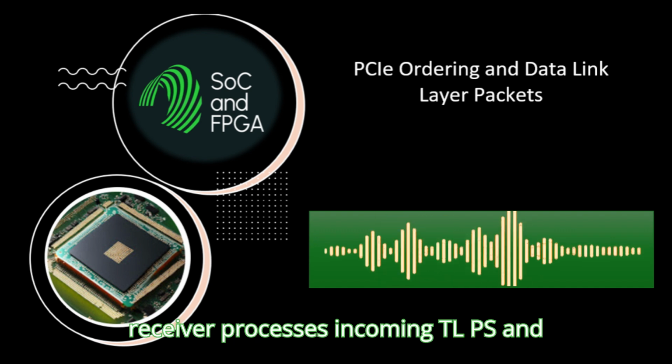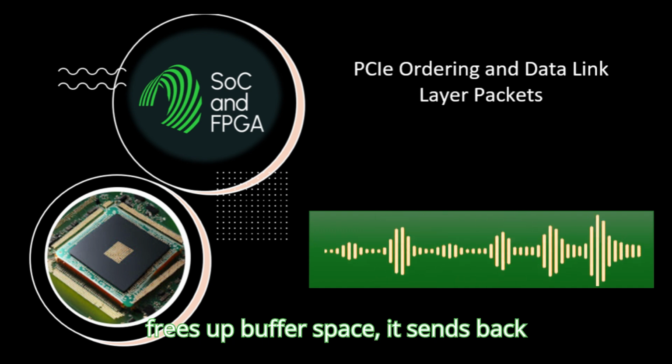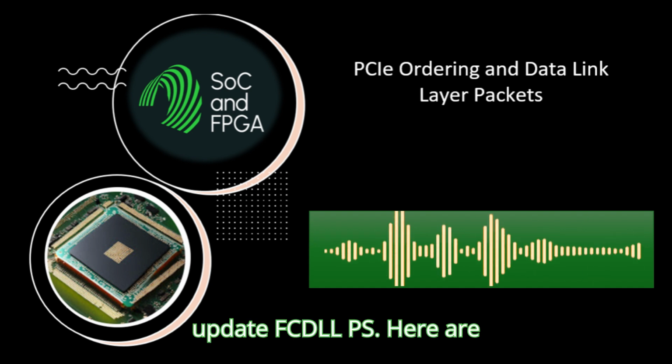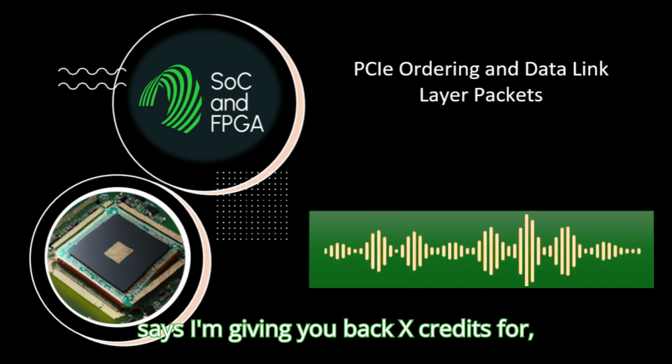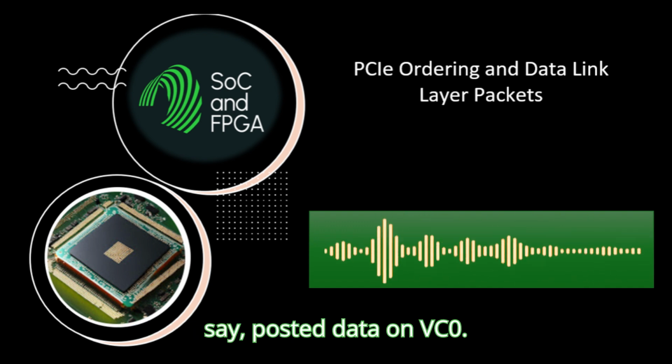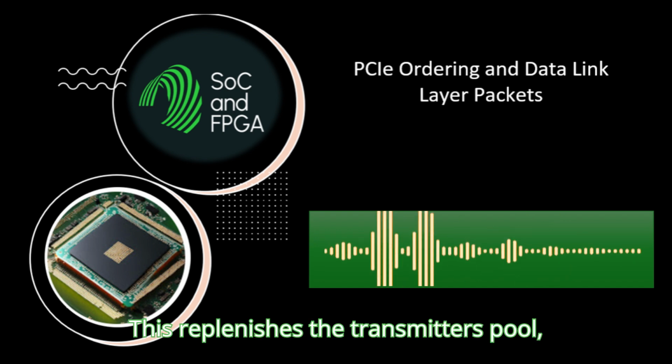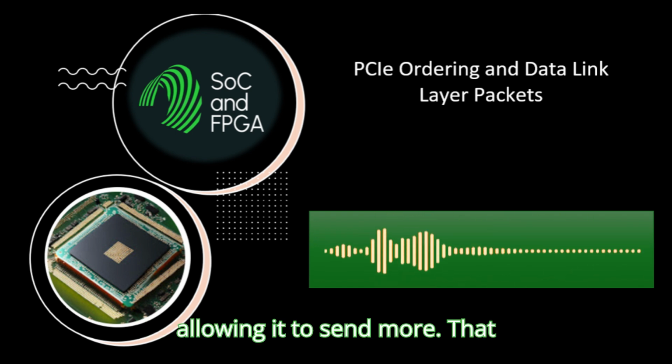As the receiver processes incoming TLPs and frees up buffer space, it sends back Update FC DLLPs. Here are some credits back. Exactly. An Update FC says, I'm giving you back X credits for, say, posted data on VC0. This replenishes the transmitter's pool, allowing it to send more.